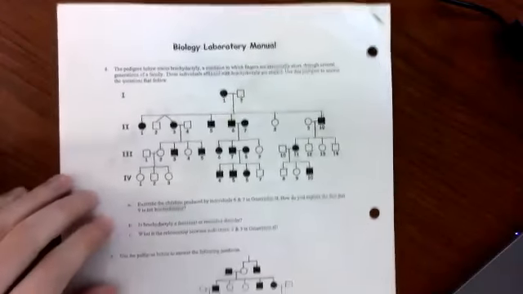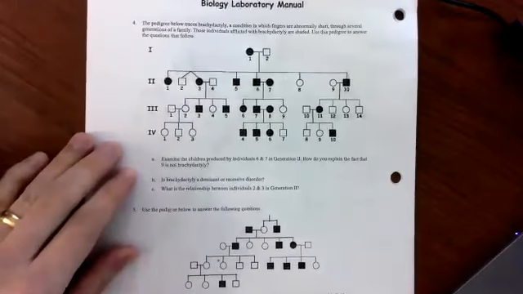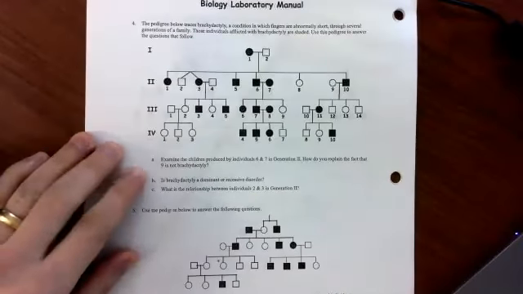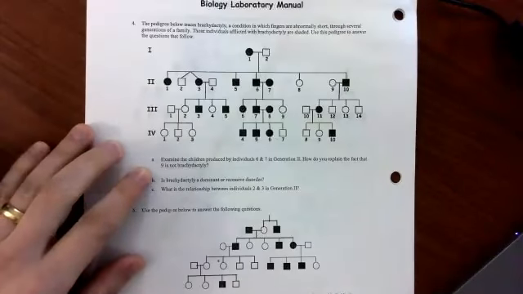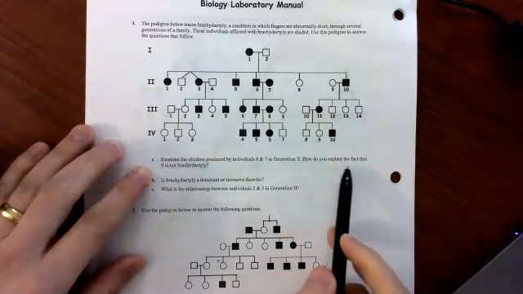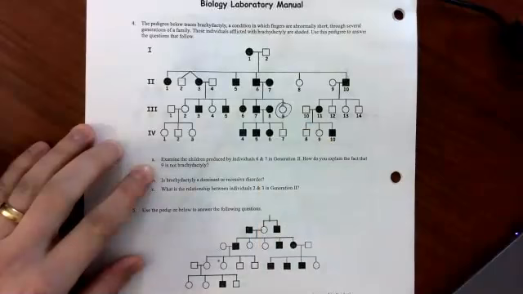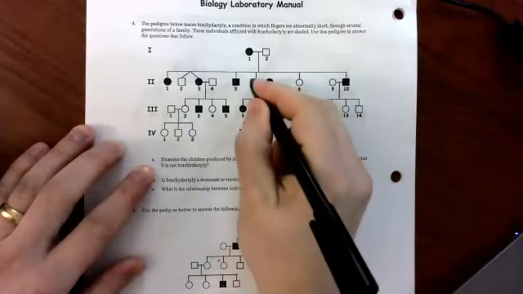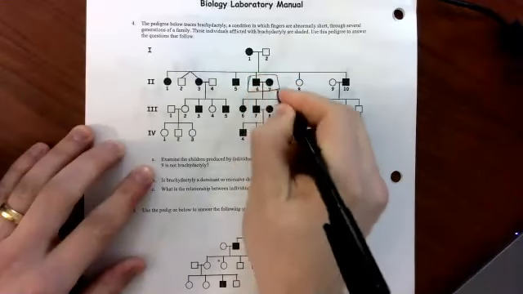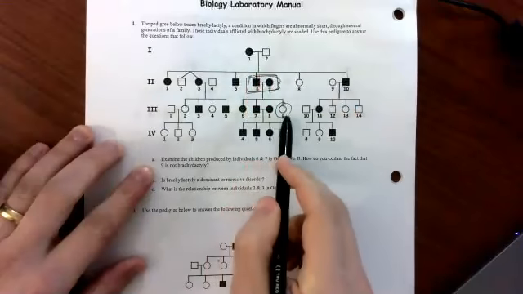All right, question A. Let's move this up a little. Examine the children produced by individuals 6 and 7 in generation 2. How do you explain that number 9 is not brachydactyly? Okay, well, first off, is this trait dominant or is this trait recessive? The question doesn't tell me. And my little trick at the beginning of this video was to find 2 parents that are the same and look at their offspring. Here I have 2 parents that are the same in 6 and 7, and they have kids that are different.